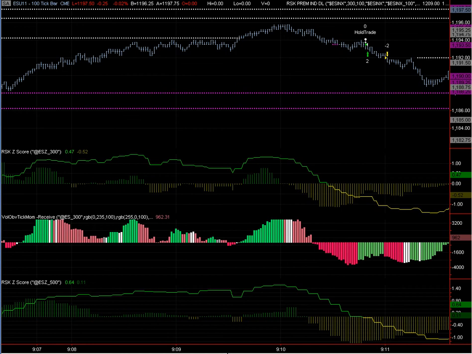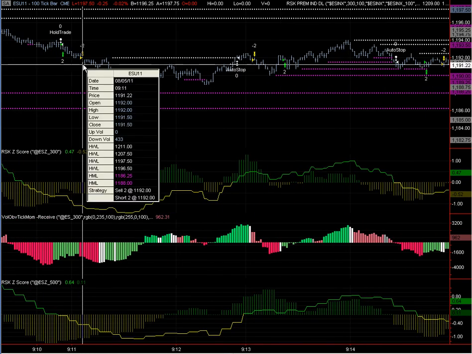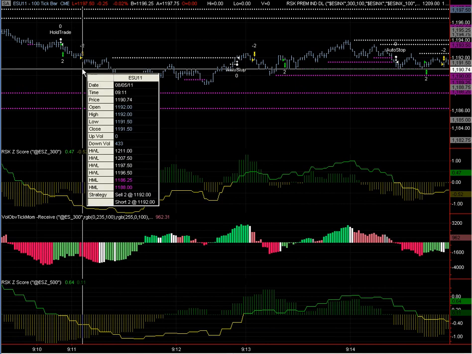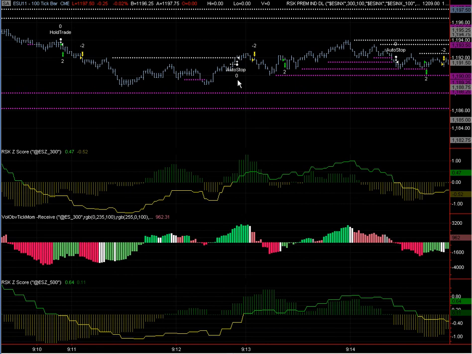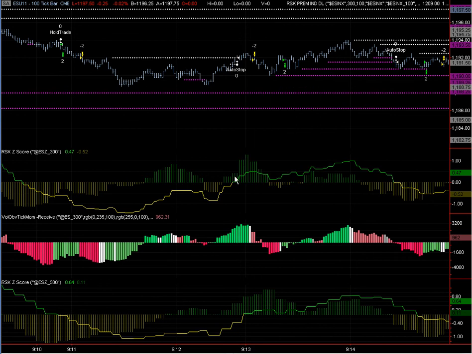Now this short trade here gets auto-stopped here. Why? We shorted the market at 11.92. Look at the box there at the bottom. We shorted it at 11.92. It auto-stops and covers at 11.92. Why? Because this z-score is above 0 and the bars are green.